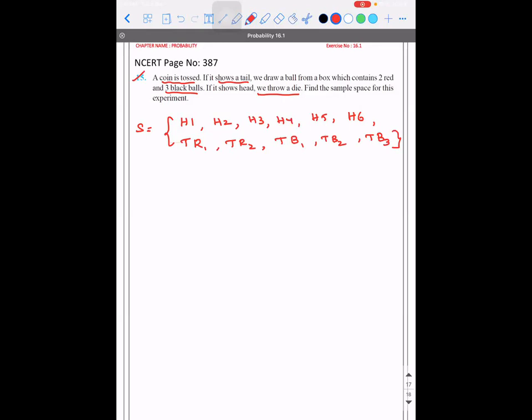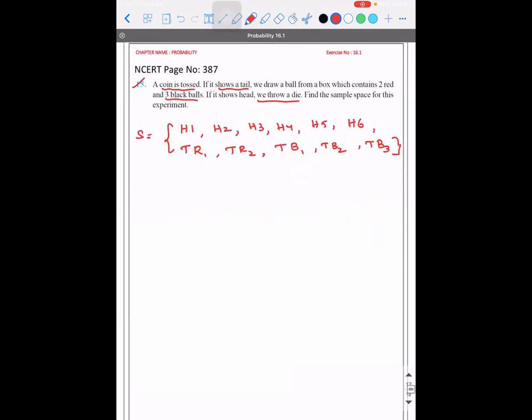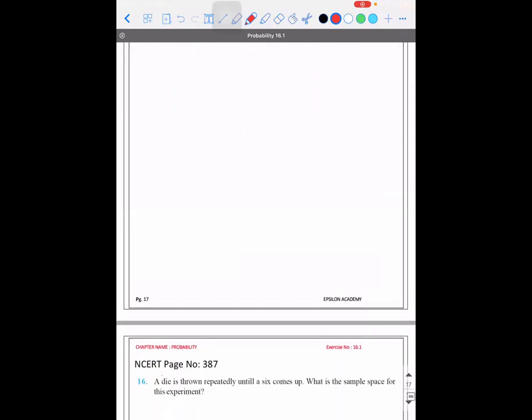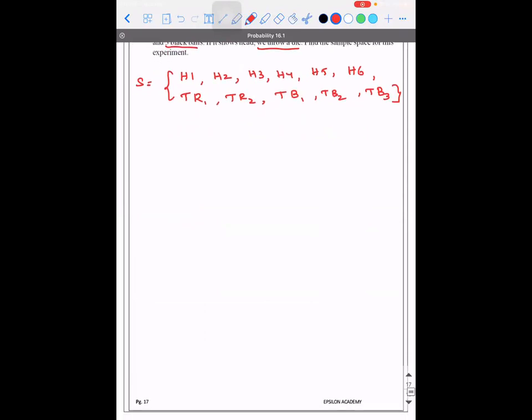So if they say the balls are identical, like the black balls are identical and red balls are identical, it'll be only TR and TB, right? Yesterday we did a problem, no? The identical white balls. Okay, sir. Okay. Shall I move on to the next one?